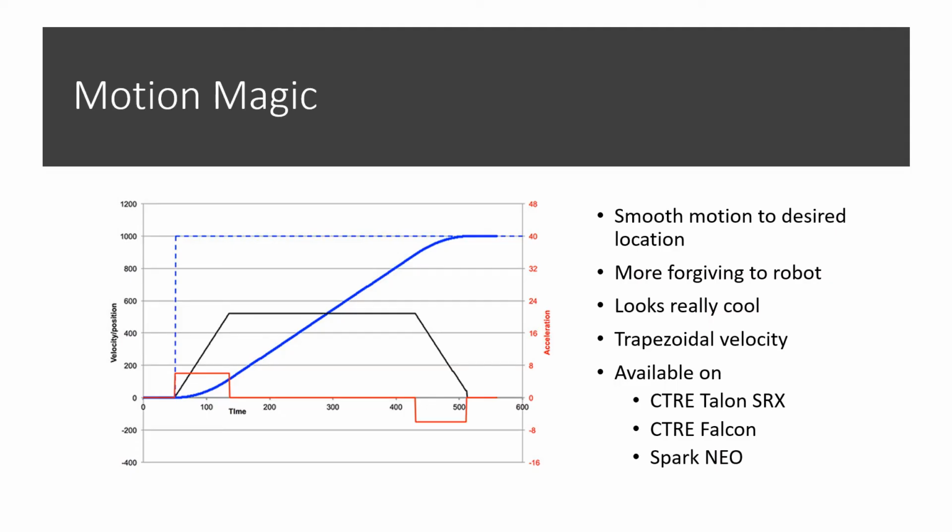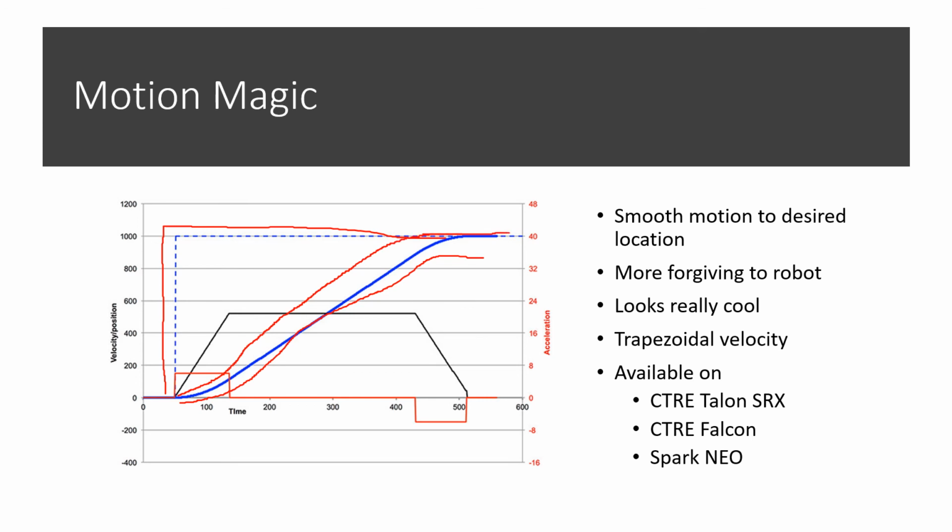My last slide is motion magic. Now this is where we have smooth motion from point A to point B. You can see this blue line here is really curved. Now, whenever we set the set point is represented by this dashed line here. The motion magic controller says, oh, we want to go from point A to B. We are going to take this really smooth motion by slowly accelerating and building velocity, hitting a cruise velocity, and then decelerating back down to the point.